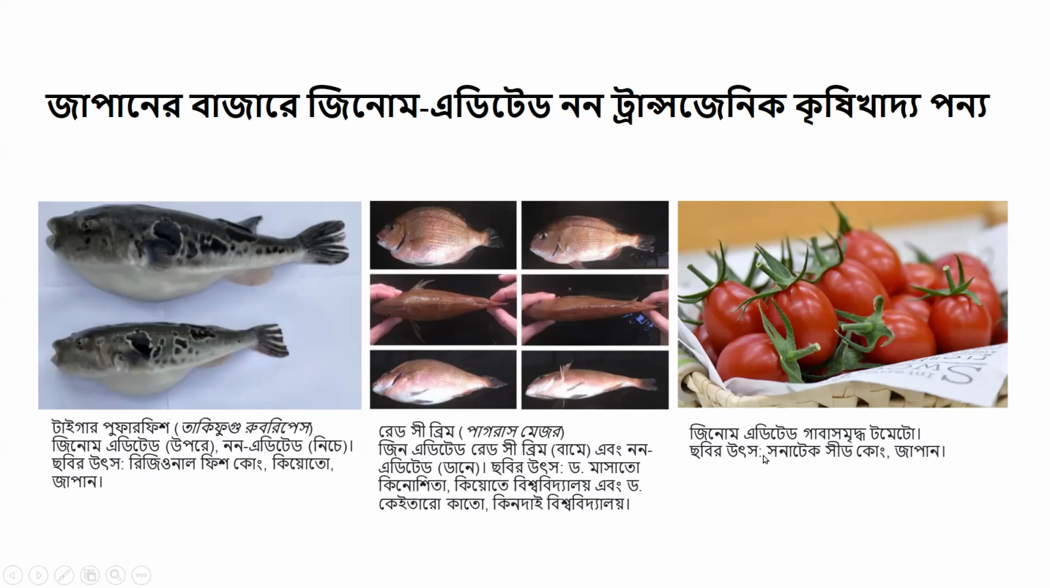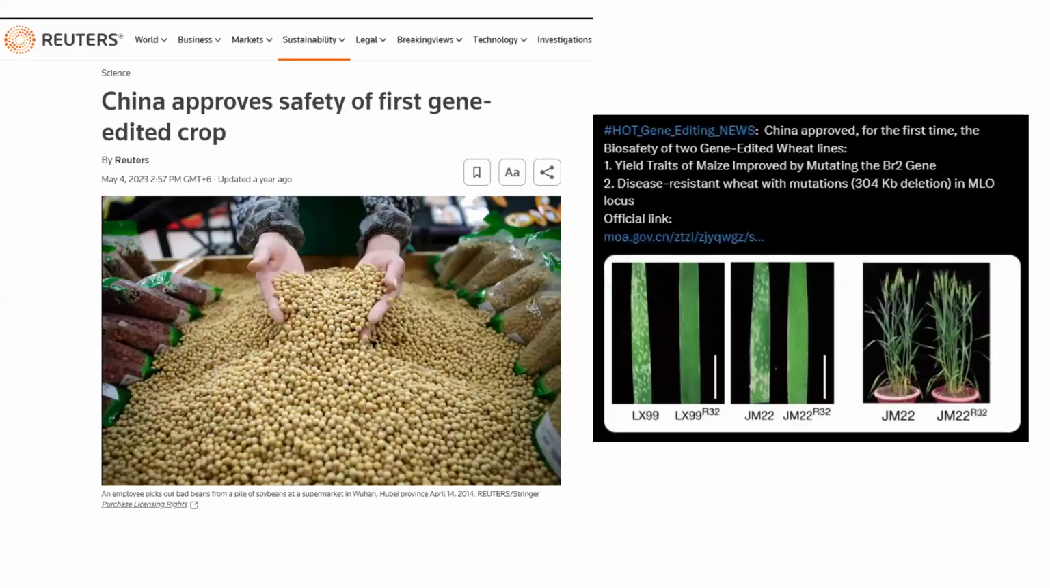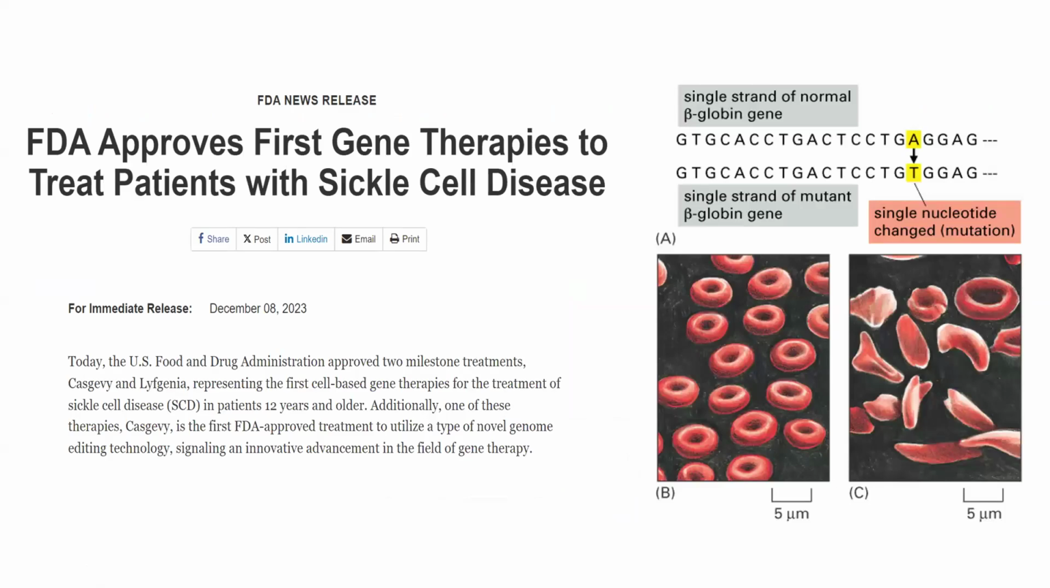And I told you, Sanatech Seed company in Japan developed GABA enriched, that is gamma aminobutyric acid enriched tomato. So you can use the tomato as a salad item. This is a salad tomato. People can directly take it and get the GABA. China approves the safety of the first gene-edited soybean. And recently, you know, India also approved two rice varieties.